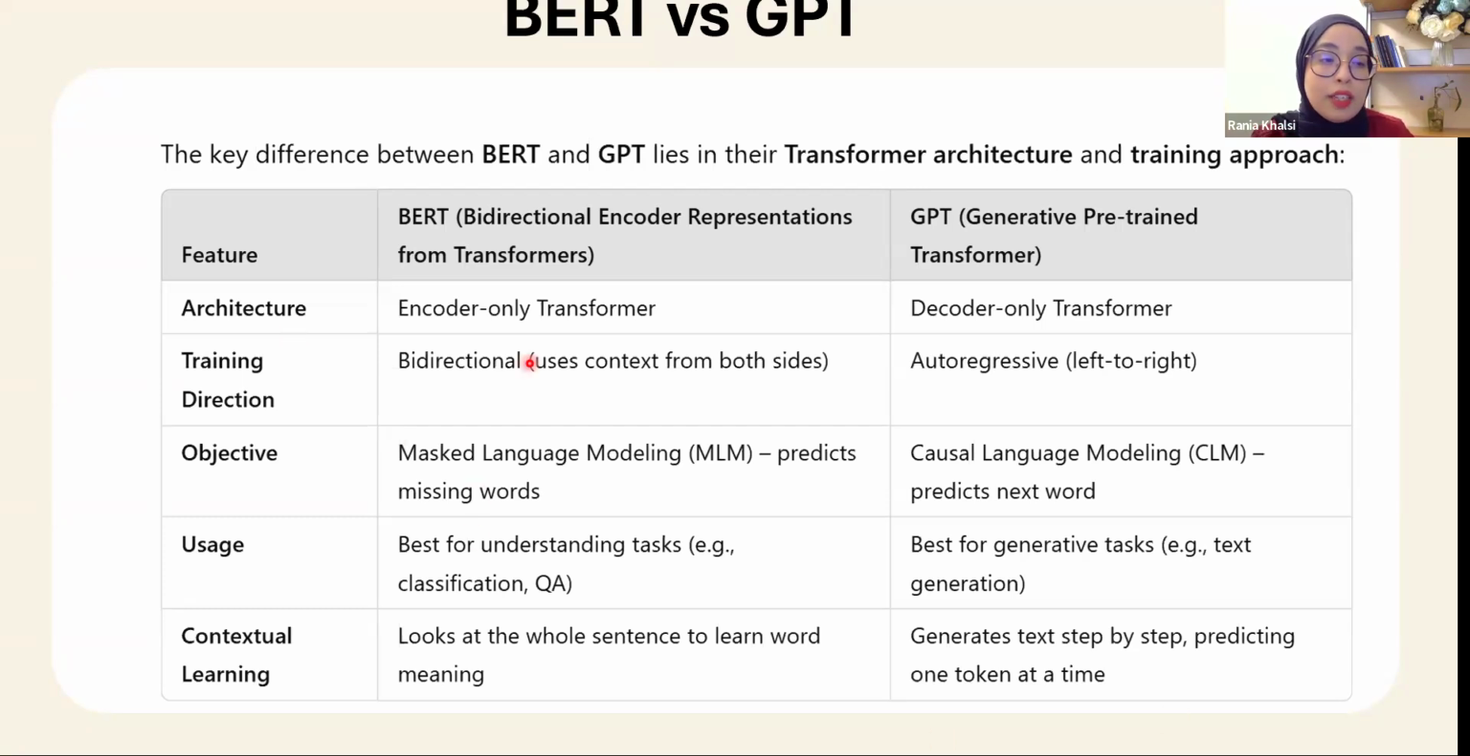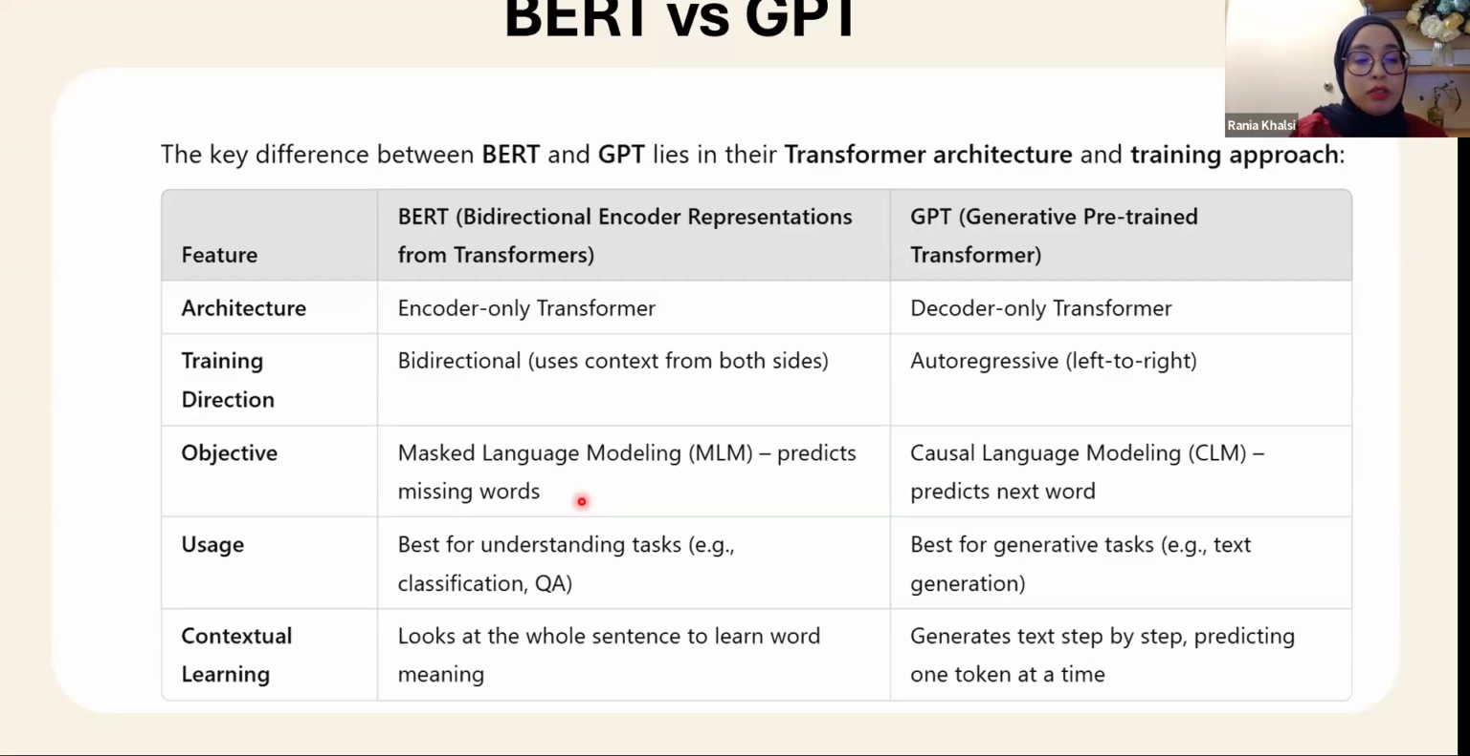So you see here the architecture: encoder only for BERT, and for GPT it is decoder only transformer. Training direction: for BERT, it is bidirectional, using context from both sides, and GPT is autoregressive, which means it goes from left to right. In terms of objectives, BERT is a masked language model, MLM, which predicts missing words. And for GPT, it's a causal language model, CLM, which predicts the next word. So you see the difference in terms of objective. This is what mainly we were discussing so far.